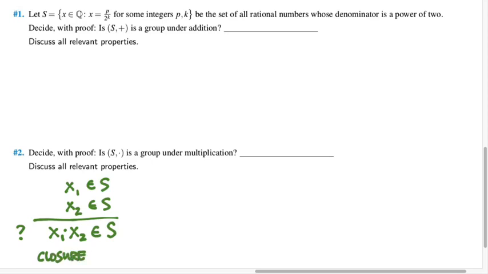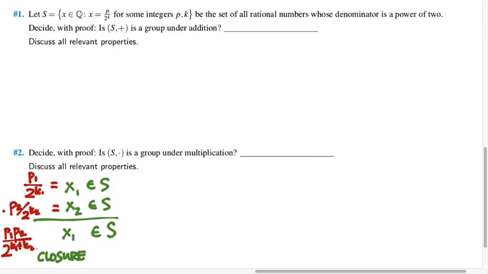So why is this true? Well, every element in this set can be written as some integer divided by some power of 2, so p1 over 2 to the k1, p2 over 2 to the k2. And when I multiply those together, what happens? I get p1 p2 in the numerator. Downstairs, I get 2 to the k1 times 2 to the k2. But how can I simplify 2 to the k1 times 2 to the k2? 2 to the k1 plus k2.